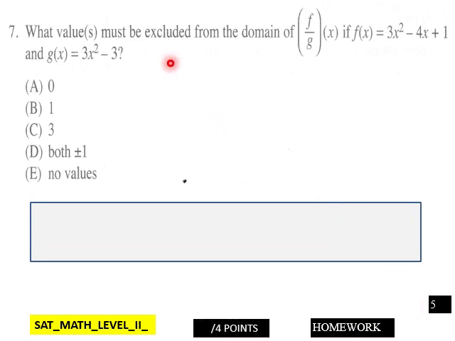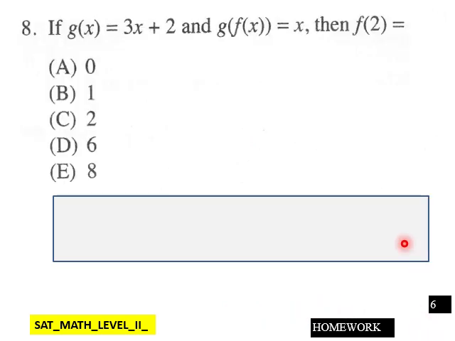Page 5, what values must be excluded from the domain of f over g of x if f of x equals 3x squared minus 4x plus 1 and g of x equals 3x squared minus 3? So what values must be excluded when you have f over g here? And you have 4 points for page 5.